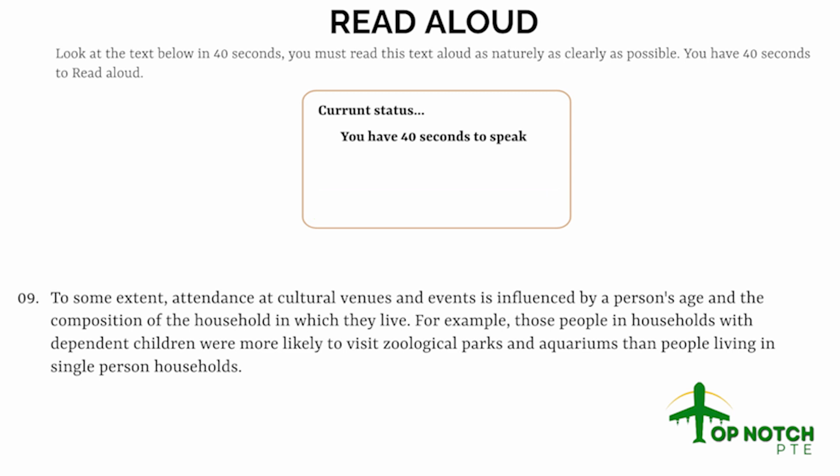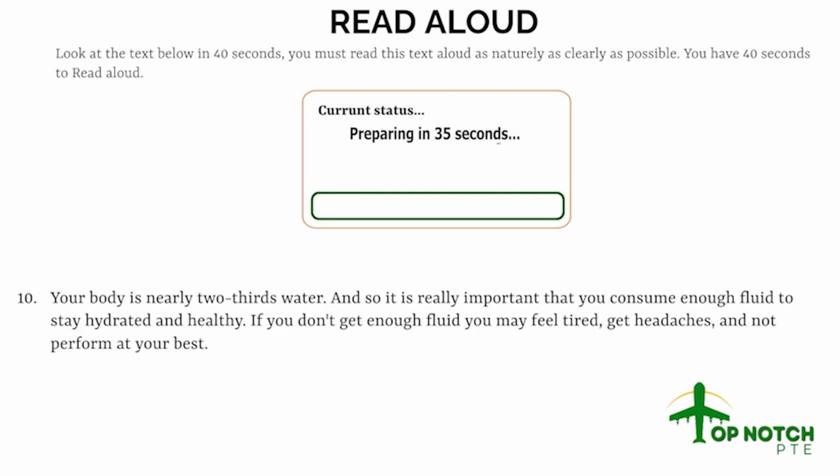To some extent, attendance at cultural venues and events is influenced by a person's age and the composition of the household in which they live. For example, those people in households with dependent children were more likely to visit zoological parks and aquariums than people living in single-person households.